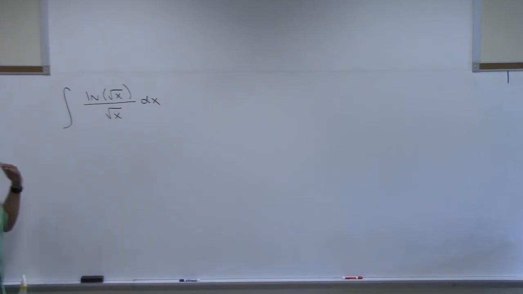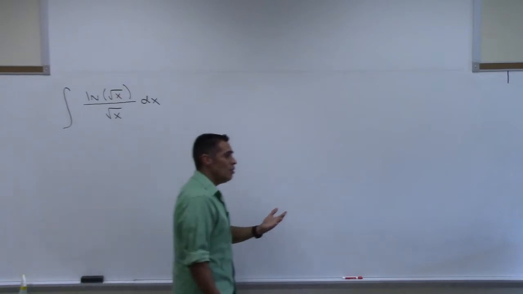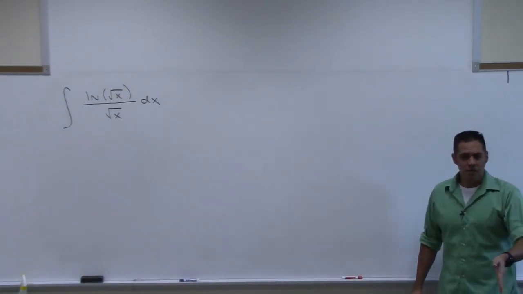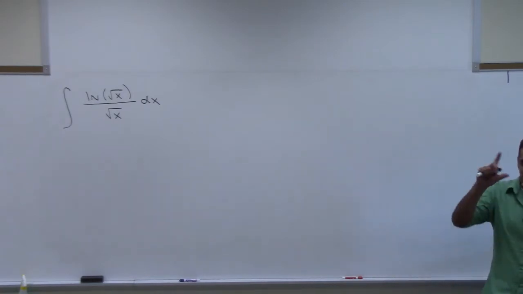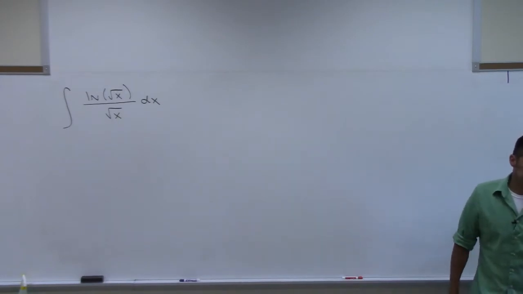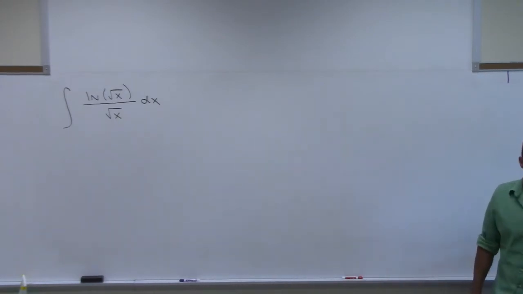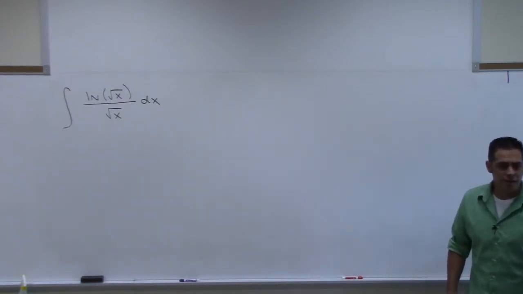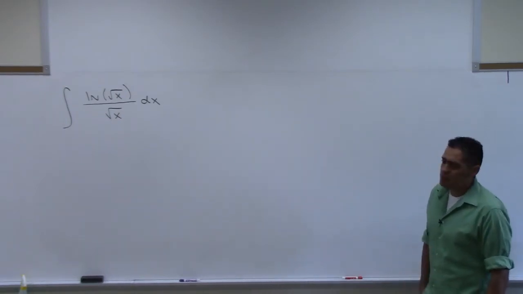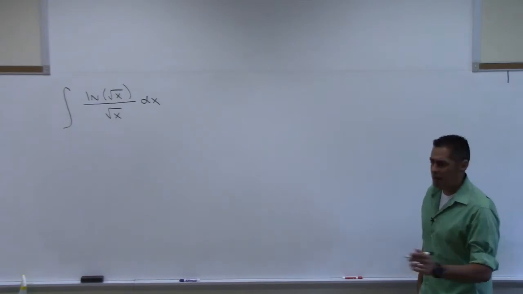So since you have nothing else, the only other tool you have at this point is this thing called substitution, which means you have to be able to see something in there and its derivative. So does anyone see the something? What do you see? The natural log of the square root of x? Okay, let's try this. Let's see.